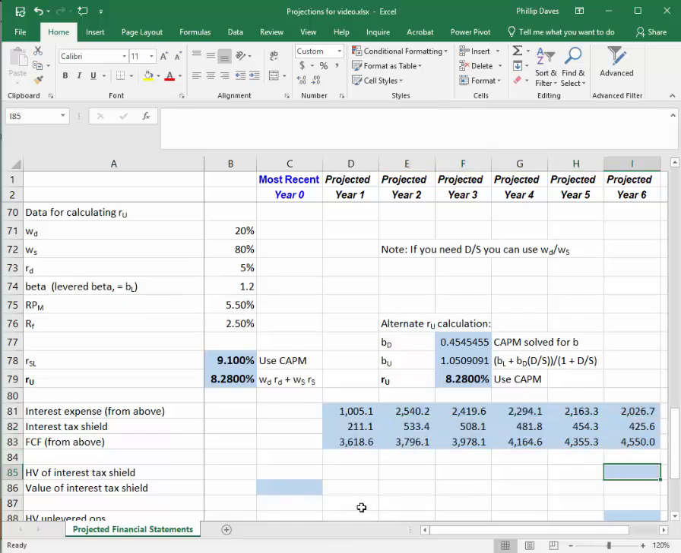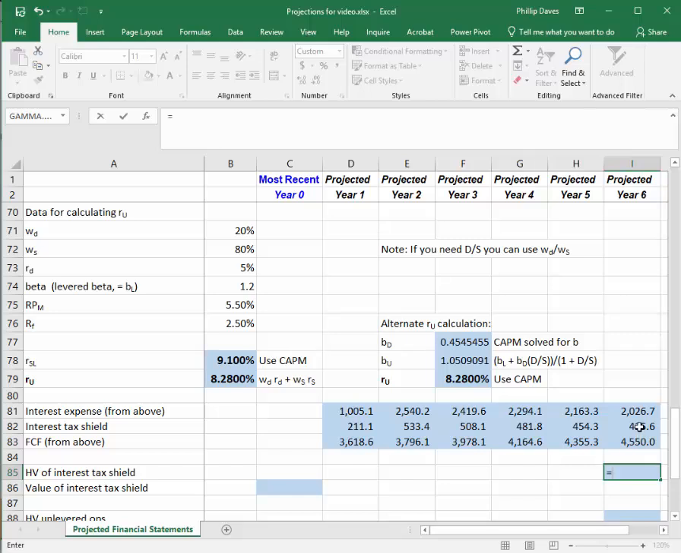And the first thing I want is the horizon value of this interest tax shield. So we've got $425 million interest tax shield. We want to know what the present value of all of that growing at 4% is at the discount rate, which is the unlevered cost of equity.